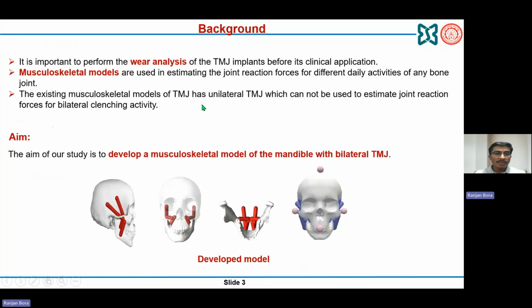But for the temporomandibular joint, the existing musculoskeletal model has only unilateral TMJ, which is unable to determine the joint reaction forces for bilateral clenching activity. So the aim of my work is to develop a musculoskeletal model of the mandible with bilateral TMJ. This is the model which I have developed, and you can see I have simulated the mouth opening and closing in the Opensim software.